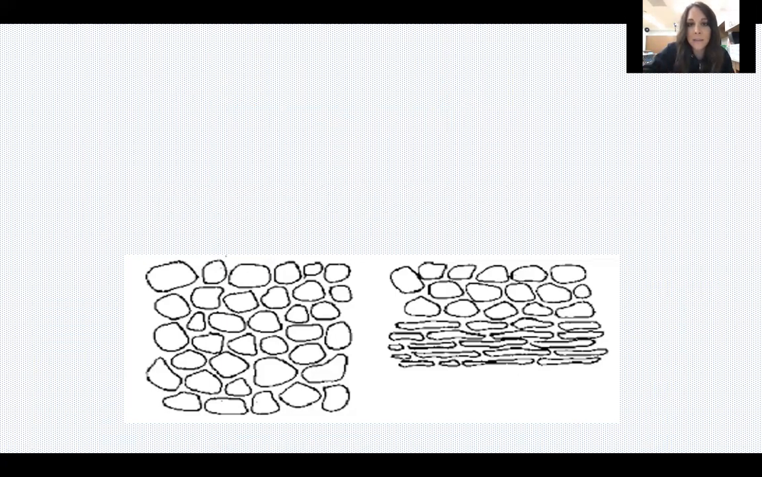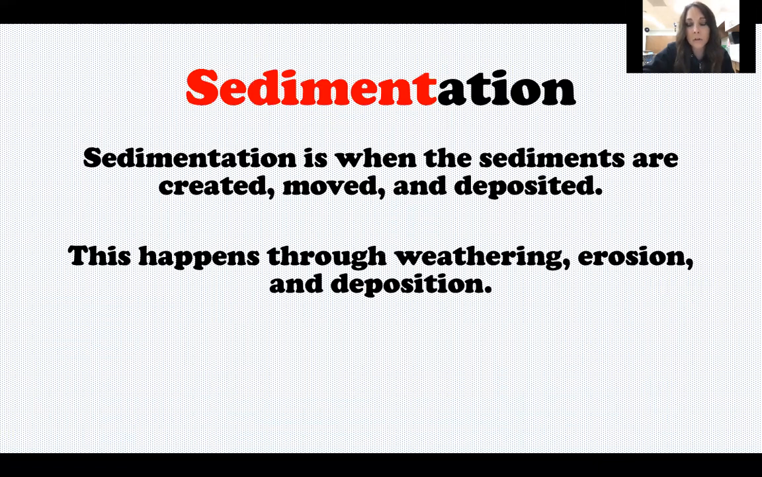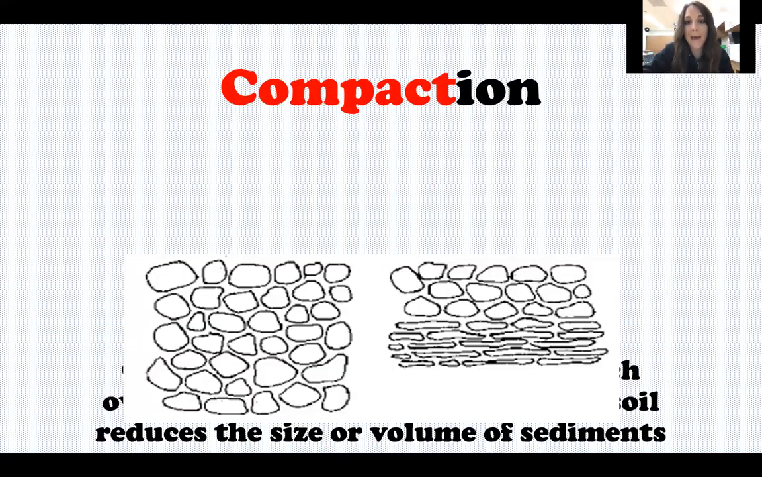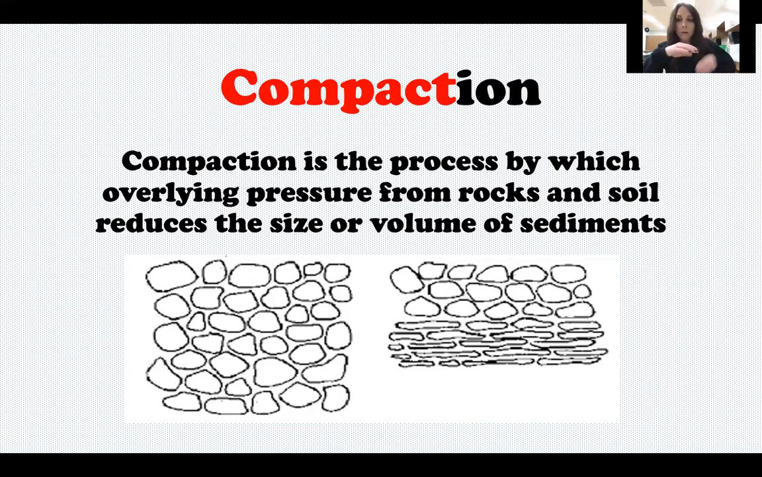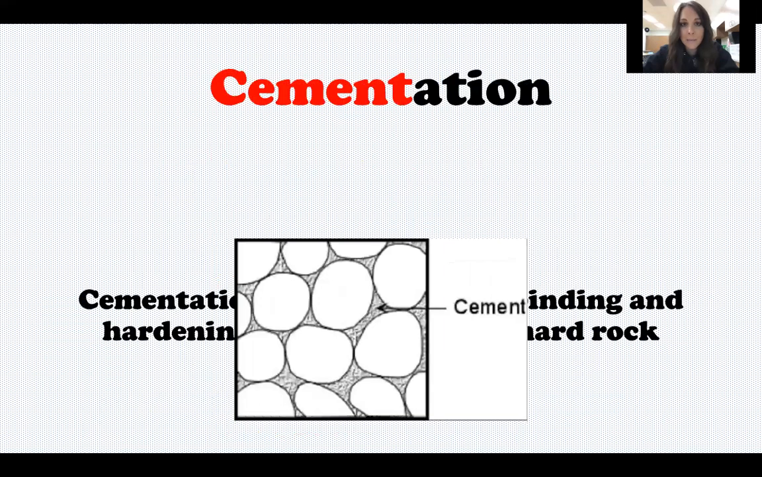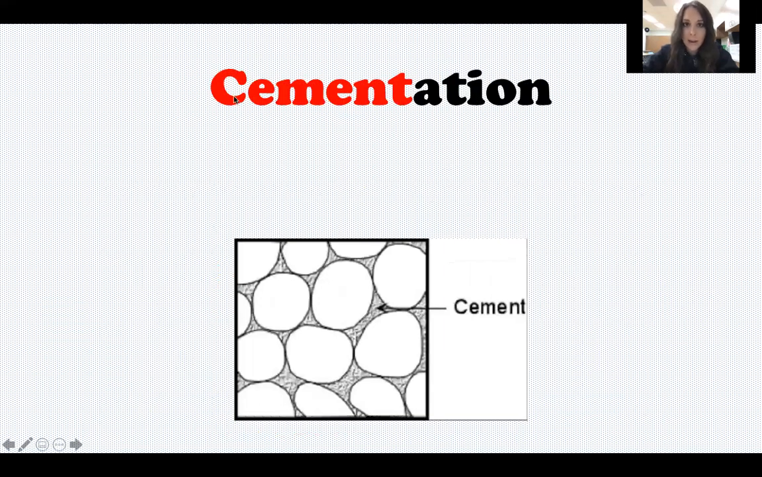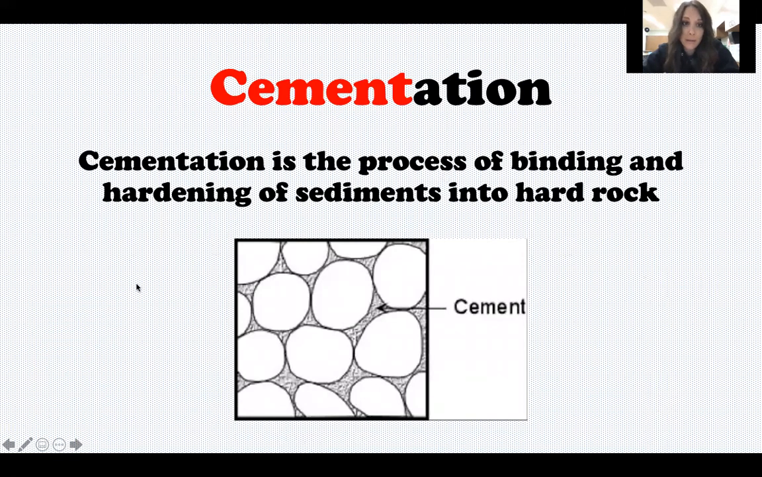Okay, so step 1, we have sedimentation, when the sediment is created, moved, and deposited through weathering, erosion, and deposition. Step 2 is compaction, when the layers of sediment are pushing down on each other and making the sediment pieces smaller. And then the third step, the last step, is called cementation. And there I have the word cement. So think about cement that is used to make roads and sidewalks and things like that. It's basically just crushed up rocks mixed with some water and some mineral glue. So that's basically what's happening here, but naturally.